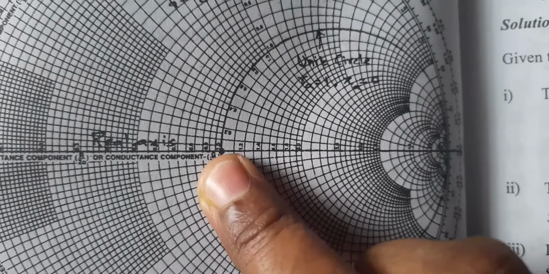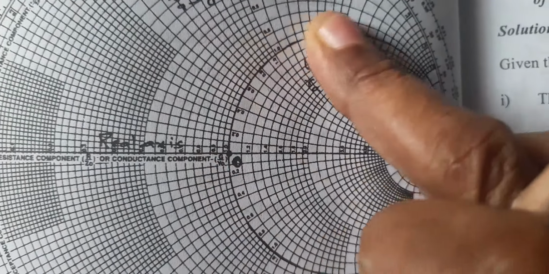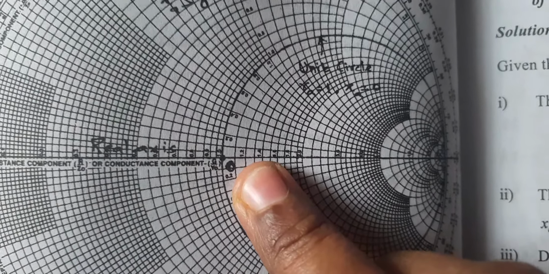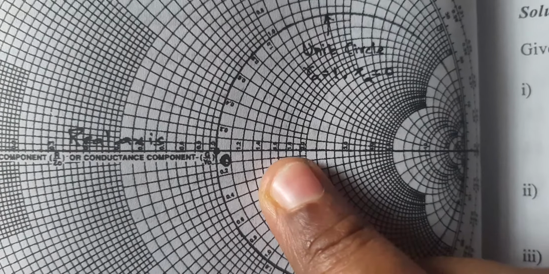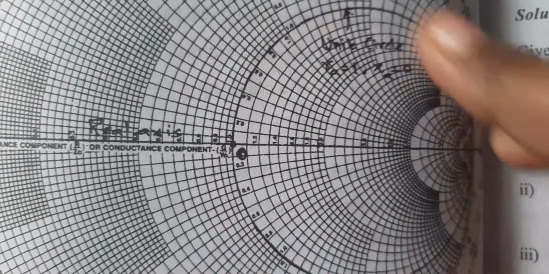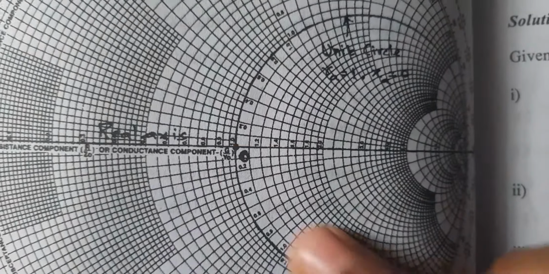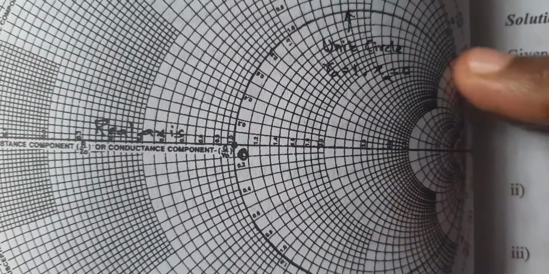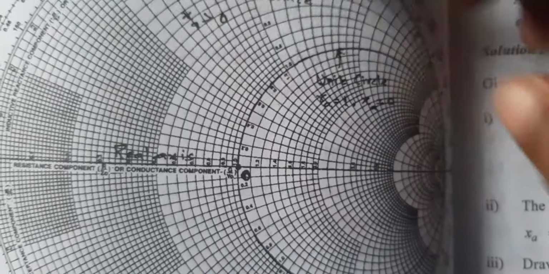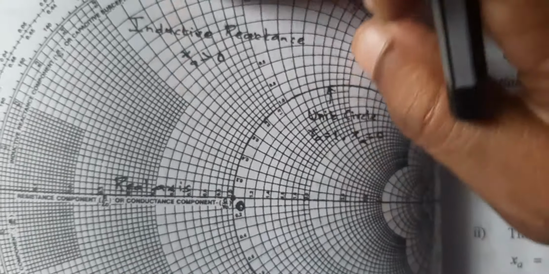It is the unit circle, one value. At the point 1, if you draw a circle, it is a unit circle. Then 1.2, 1.4, 1.6, 1.8, and 2. So it is the constant R circle, and it is the real axis, that is the constant S circle. These are the points in the constant resistance circle, and this arc is the constant reactance circle.